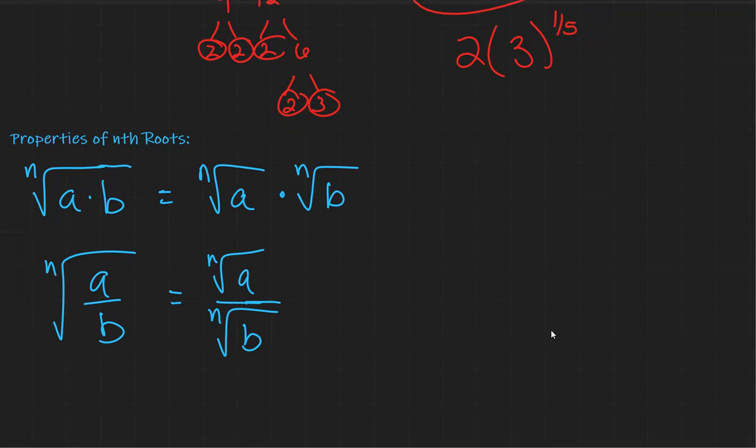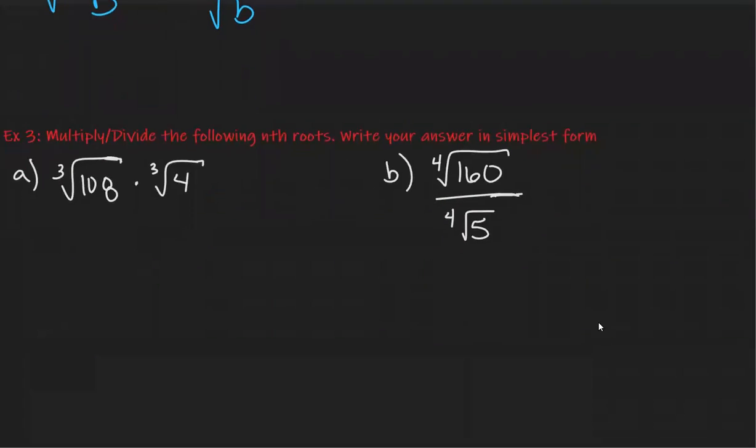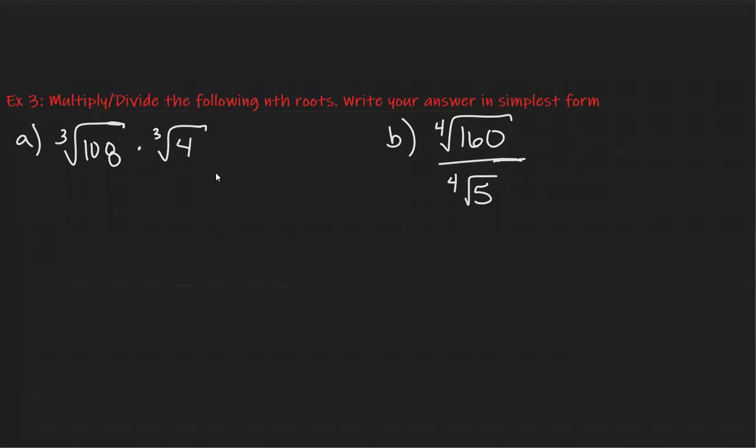Okay. So let's go ahead and finish off section 6.2a with two more examples, two more pieces. One more example, example 3, but it has two pieces. We're going to multiply and divide the following nth roots, and then we're going to try to simplify if we can. Okay, so we're applying what we just learned in example 2, and then taking it an extra step, okay?